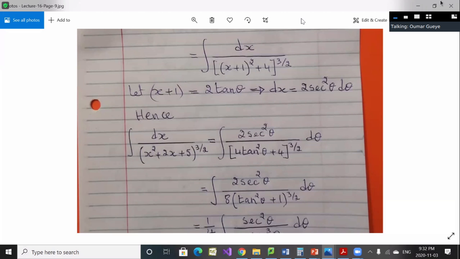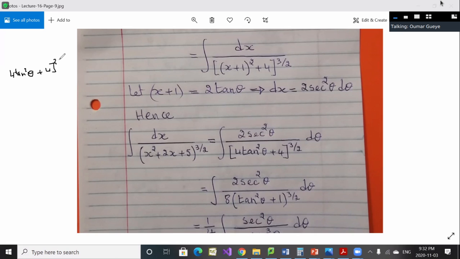I'm just going to write down here the step that I skipped going from this step to this one. So you can see here what I got is 4 tan squared theta plus 4 from the denominator, and the whole thing to the power 3 by 2.